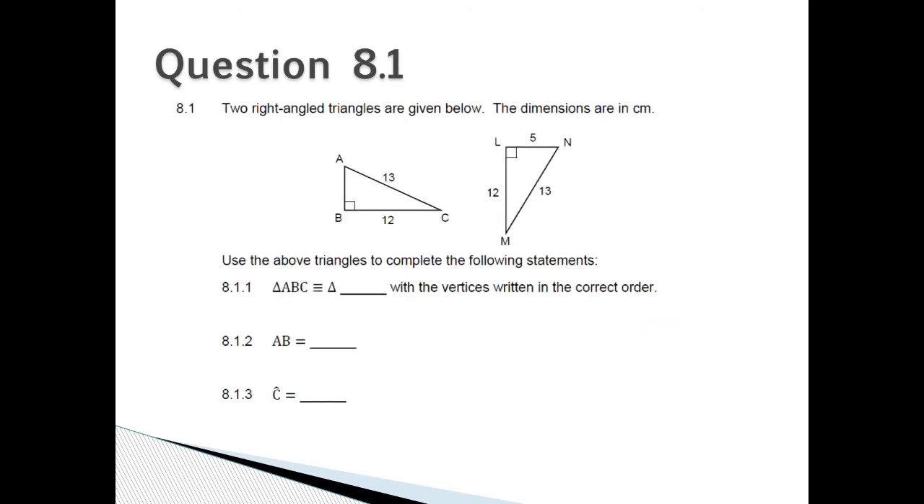8.1. Two right-angled triangles are given below. The dimensions are in centimeters. Use the above triangles to complete the following statements. 8.1.1. Triangle ABC is congruent to triangle what? With the vertices written in the correct order. 8.1.2. AB is equal to what? 8.1.3. Angle C is equal to what?